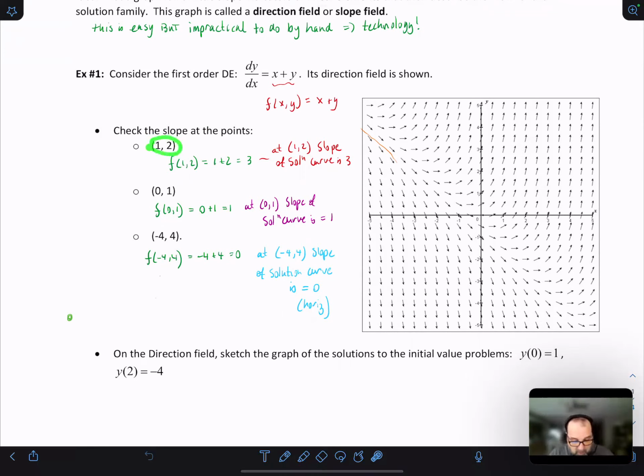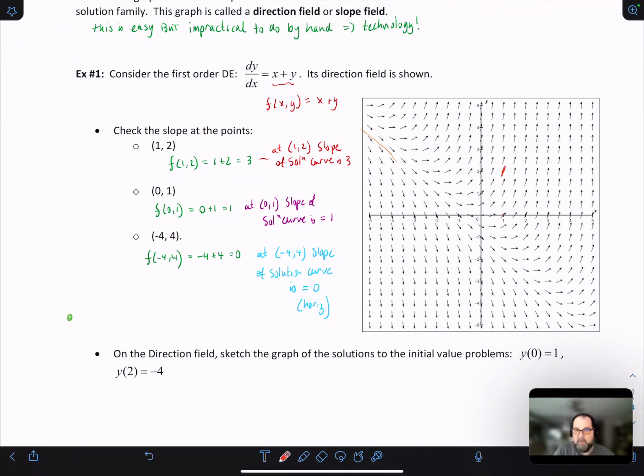Well, we take the point 1, 2, and plug it into the f of xy function here. So f of 1 comma 2 is just 1 plus 2 equals 3. So 3 is a fairly steep, positively sloping tangent line. So let's take a look here. If we go to the point 1, 2, this is right here.